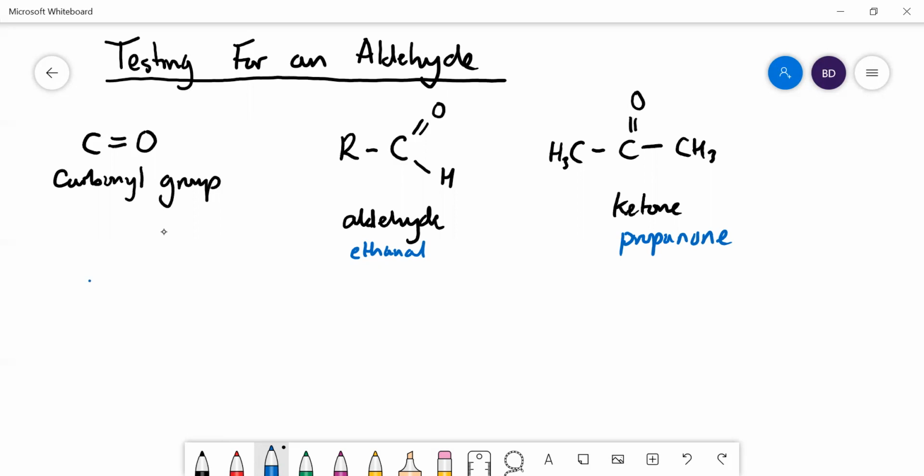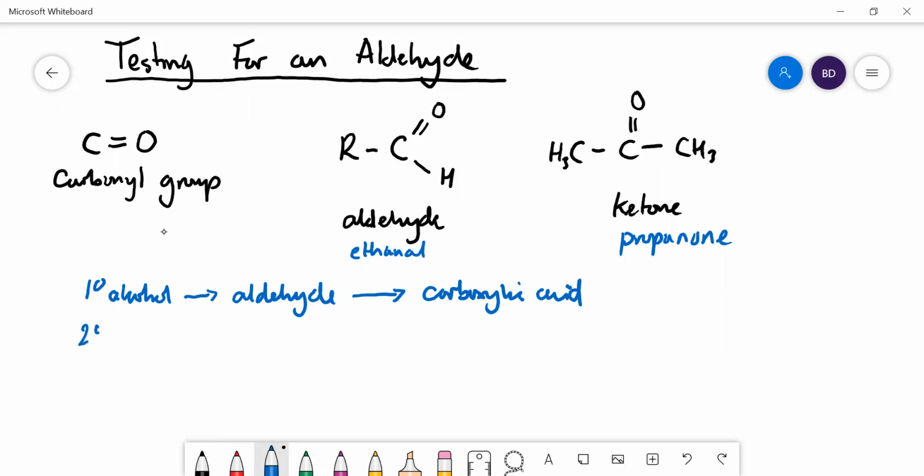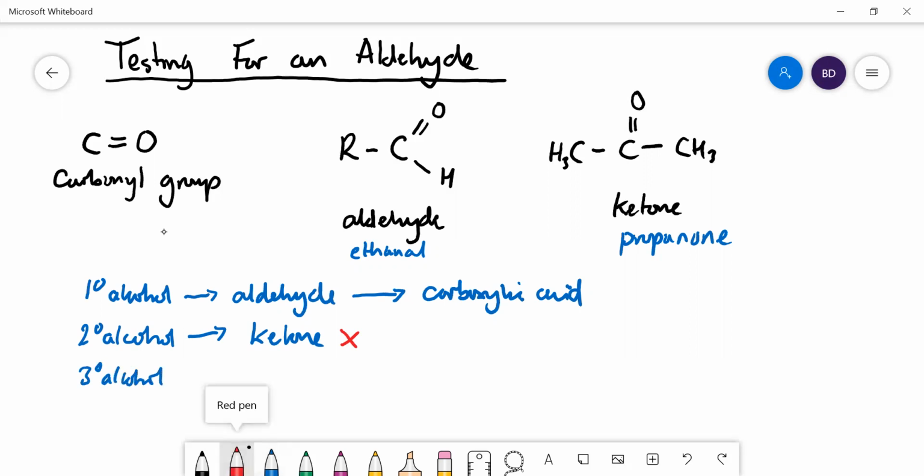Now, if you remember, if you get a primary alcohol, you can oxidize it first of all to an aldehyde, and you can oxidize it even more to a carboxylic acid. Whereas a secondary alcohol doesn't give you the aldehyde, that gives you a ketone. And you can't oxidize a ketone anymore. That's the end of it. And just for the sake of completion, a tertiary alcohol, well, you can't oxidize that at all with weak oxidizing agents.